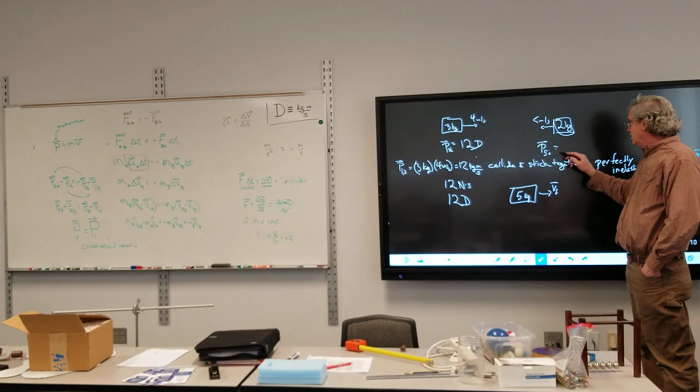All right, what's the initial momentum with a 2 kilogram mass? 10D. Sorry, I just said 10, and you said 10D. No, it is not. Negative 10D.